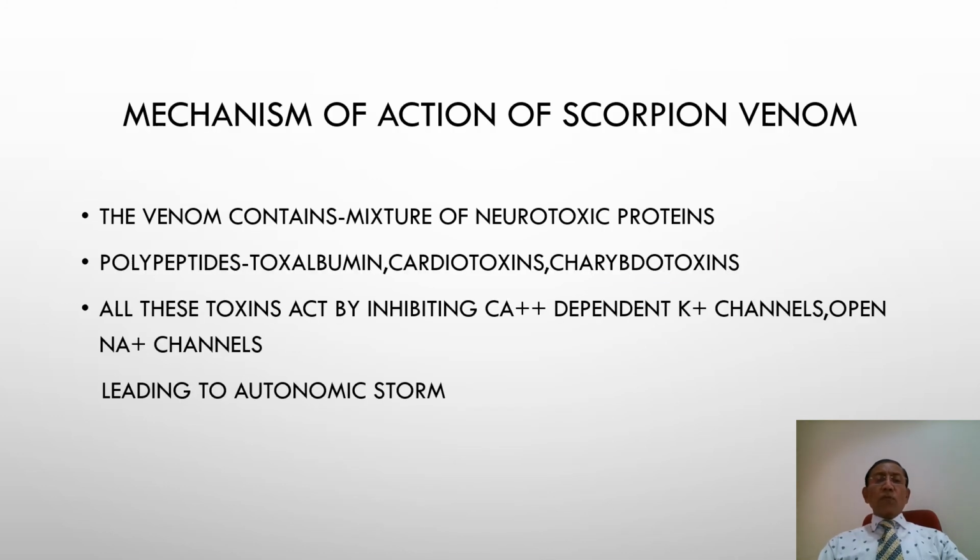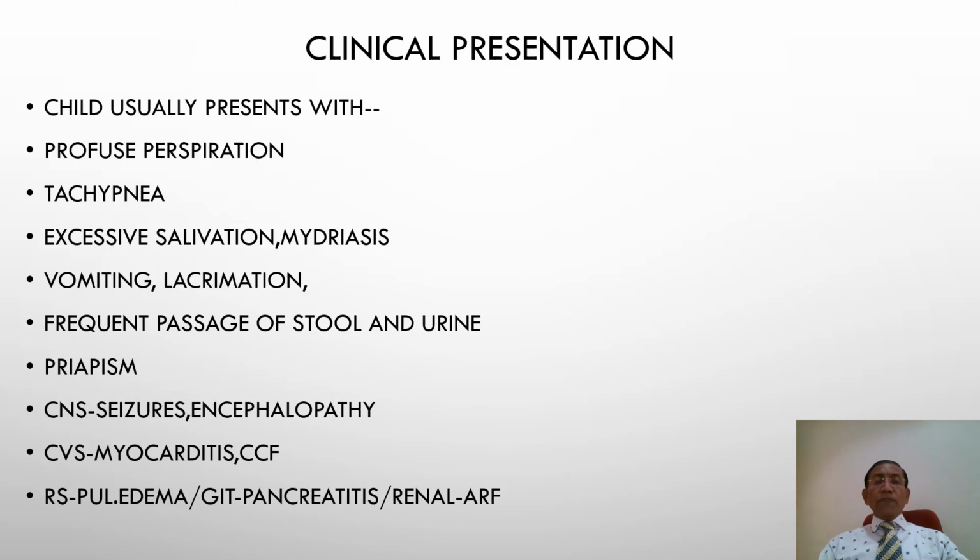Mechanism of action of scorpion venom is that the venom contains a mixture of neurotoxic materials, proteins, polypeptides, toxalbumins, cardiotoxins and cerebrotoxins. All of these have an inhibiting action on calcium and potassium dependent channels, and they open the sodium channels, leading to autonomic storm.